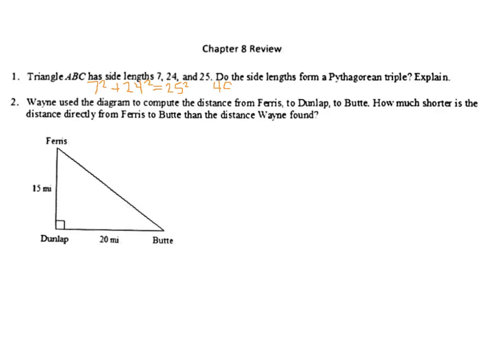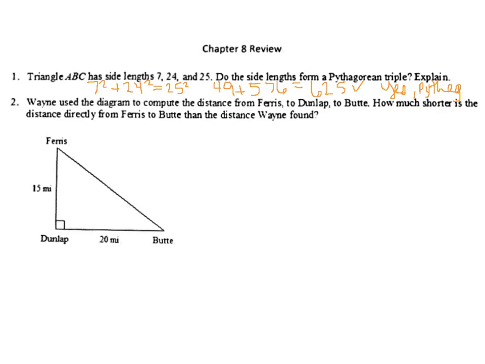Well, I know that 7 squared is 49, and I can put in my calculator 24 squared, and I get 576. And 25 squared is 625. So are those things equal? Well, let's take 576 and add 49 to it. And we do in fact get 625, which means yes, this is a Pythagorean triple.